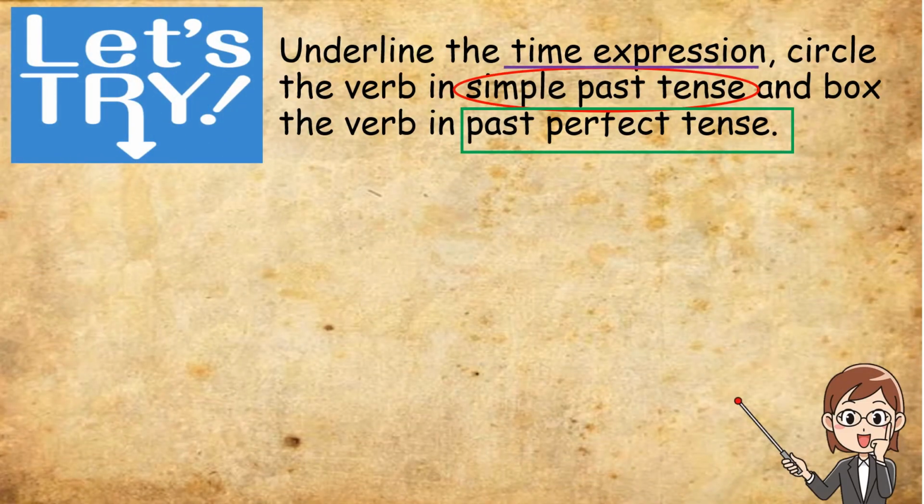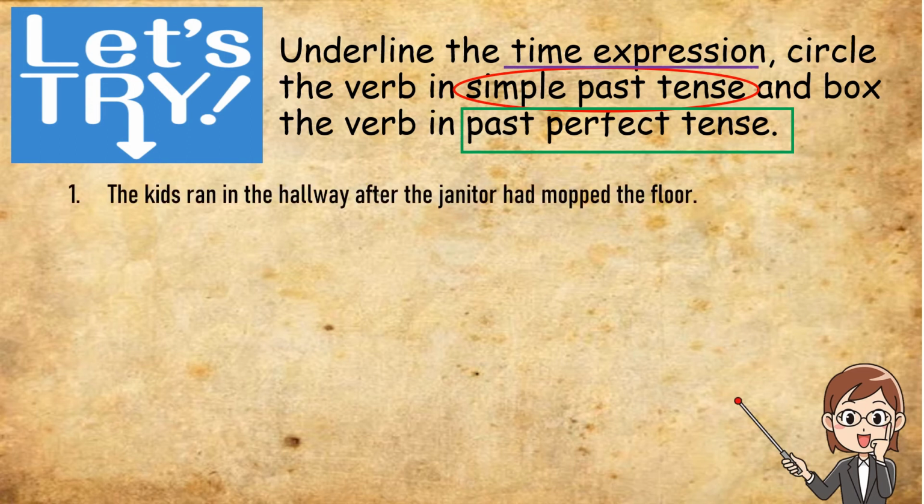Now let's try this one. Underline the time expression, circle the verb in simple past tense, and box the verb in past perfect tense. Number 1: the kids ran in the hallway after the janitor had mopped the floor. The time expression in this sentence is after. The simple past tense of the verb is ran, and the verb in past perfect tense is, of course, had mopped. Now take a look. The time expression used is after, and therefore we know that the next verb to it is the verb in past perfect tense, and that is had mopped.